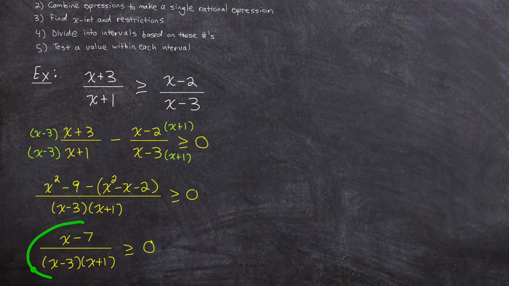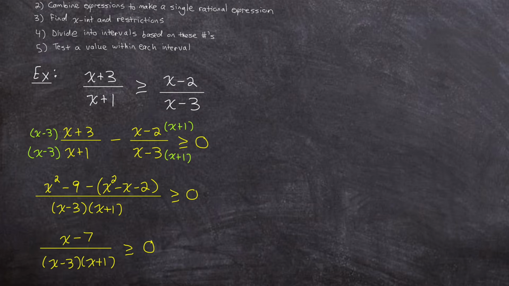Now to figure out when this function is greater than or equal to 0, I'm basically trying to figure out when is it above the x-axis. So I'm going to divide it into intervals based on where its x-intercept is and its vertical asymptotes are, because I know those are the places where the function might switch from being above 0 to being below 0.